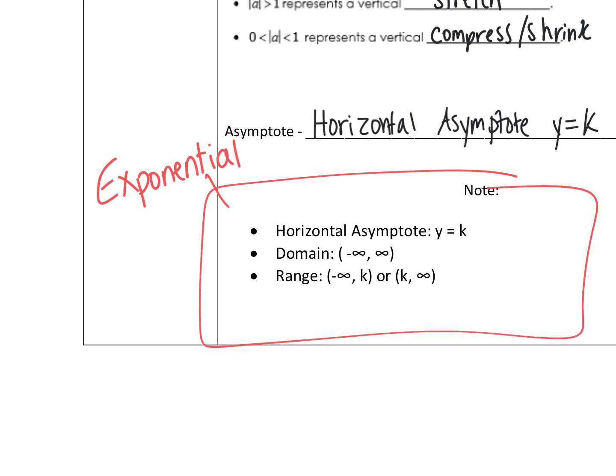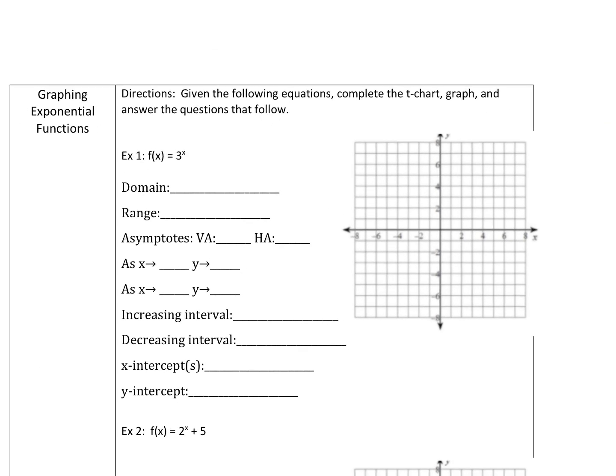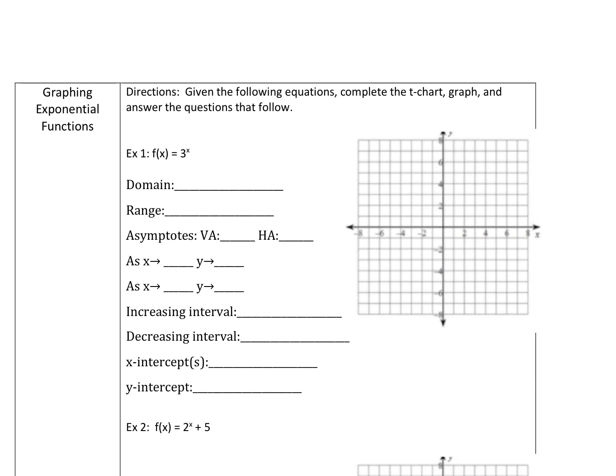Okay, and that's going to make more sense when we do one. So let's go ahead, go to this next page, and go to Desmos. Ready, set, go. I want you typing this in. F of x equals 3 to the x power. Go type that in. Make sure you know how to type an exponent into Desmos.